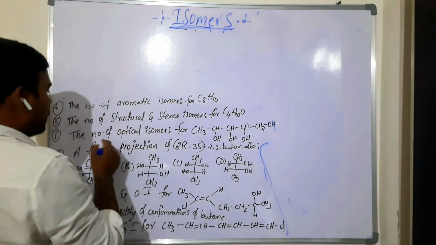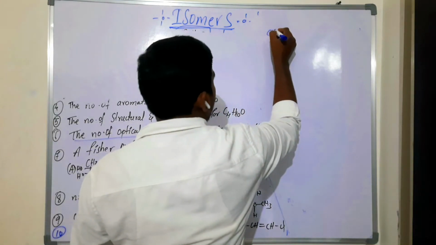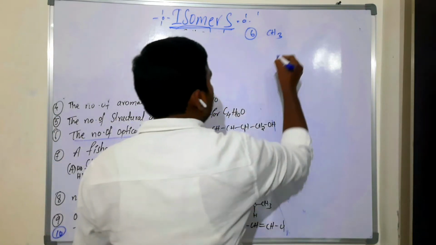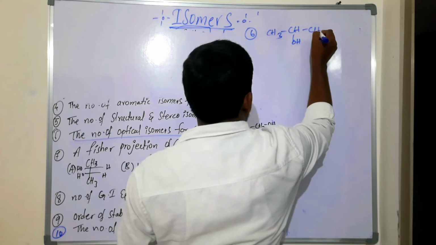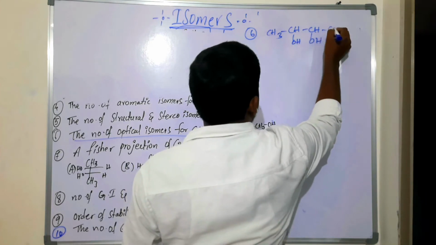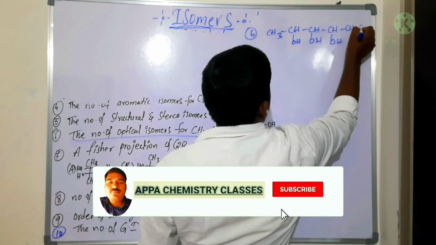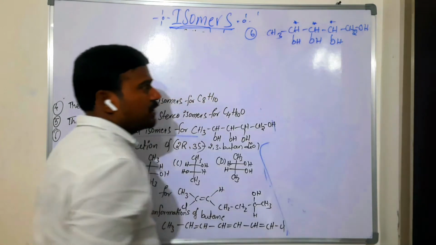Question number 6. The number of optical isomers for this compound. What is given? The sixth question asks for the number of optical isomers. The compound is CH3, CHOH, CHOH, CHOH, CH2OH. How many chiral carbons are there here? 3 chiral carbons are there.